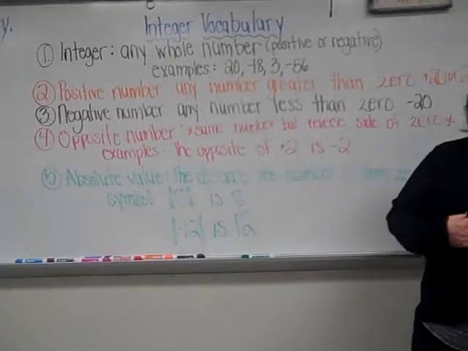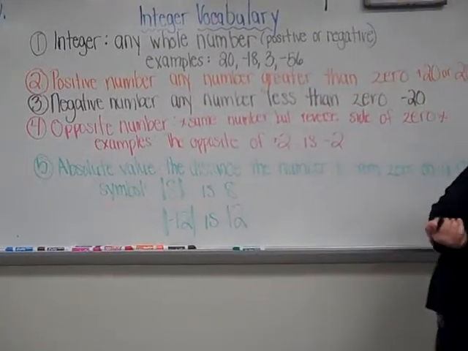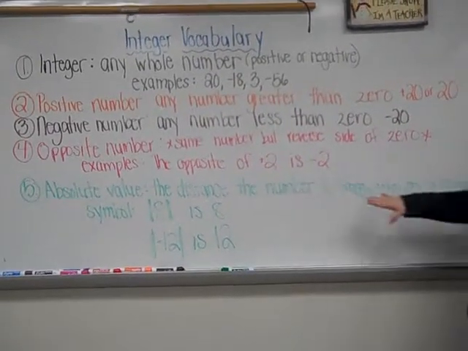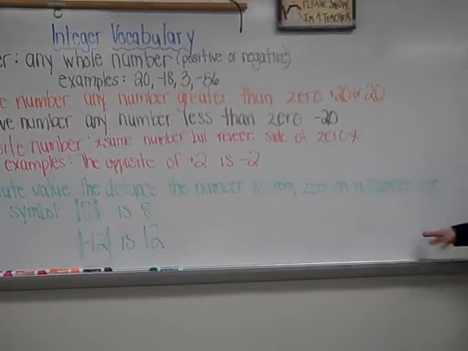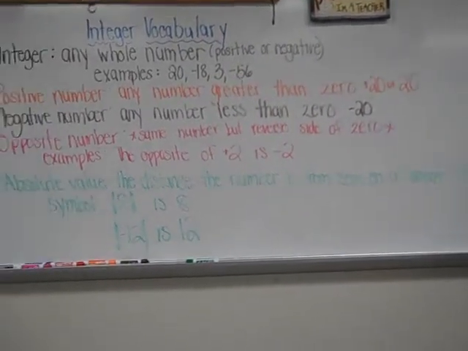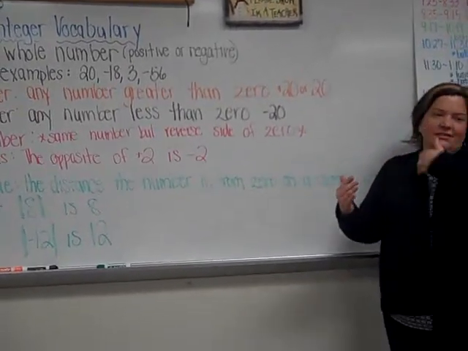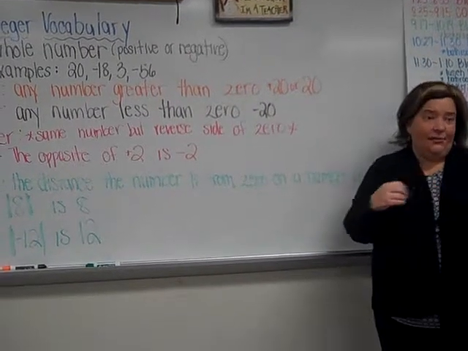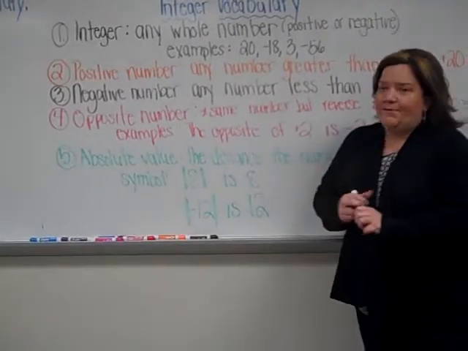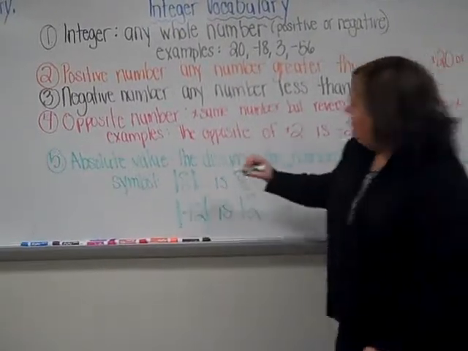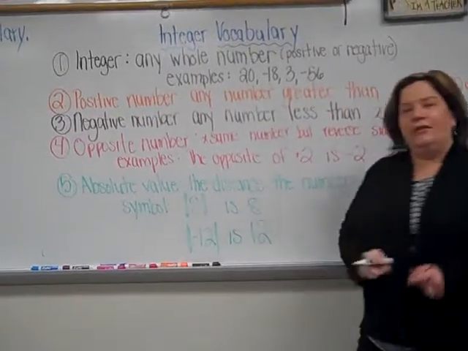Number 5, our last vocabulary word, children, is absolute value. An absolute value is the distance the number is from 0 on a number line. The absolute value is the distance or the number of place values an integer is on a number line. The symbol for absolute value is 2 lines going straight up and down.